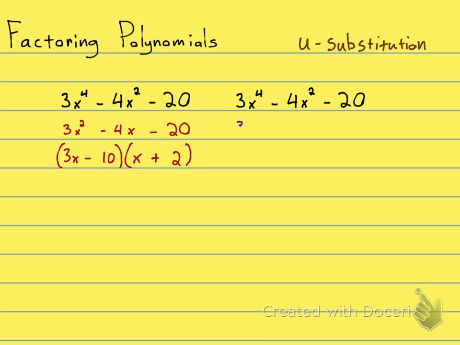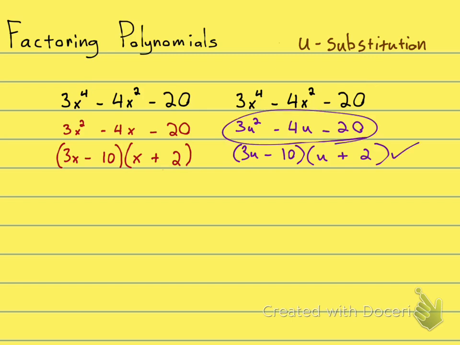But what we're used to seeing would be this: 3u squared minus 4u minus 20. And now, in the purple, this is something that we know how to factor. Okay, so a 3u and a 1u gives me that u squared. We do have a 10 and a 2 that gives me 20. The outer and the inner will now give me the minus 4u. Okay, so this is the correct factorization of this trinomial.